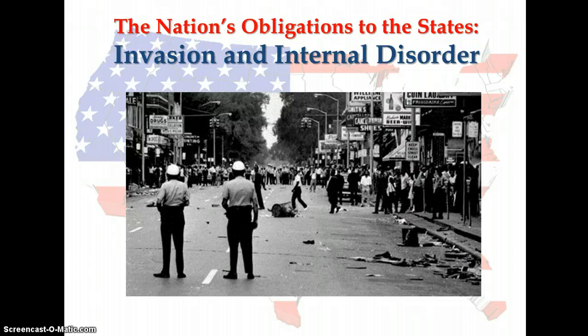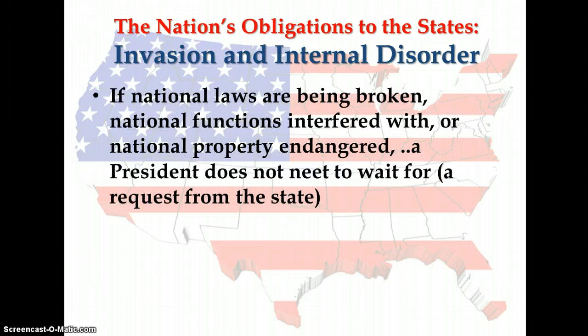In 1968, against the request of the governors involved, federal troops were sent into Chicago and Baltimore to help put down the violence that erupted following the assassination of Martin Luther King Jr. Normally, a president has sent troops into states only to answer a request from its governor or legislature. If national laws are being broken, national functions interfered with, or national property endangered, however, a president does not need to wait for such a pledge.